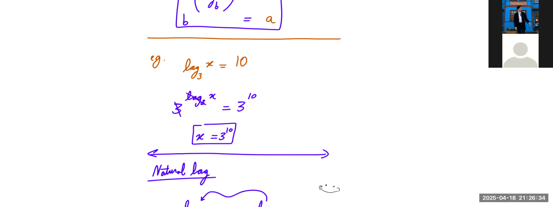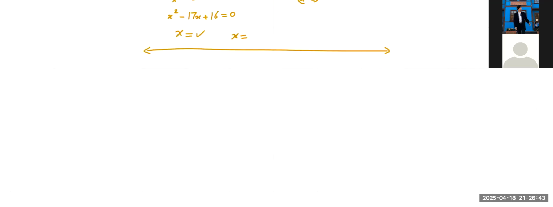And why is this a thing? Because logs and exponentials are inverses of each other, so they cancel each other out. But we haven't seen a situation where a log cancels out an exponential instead, where we have an exponential equation and we try to solve it using logs. So let's try that out.